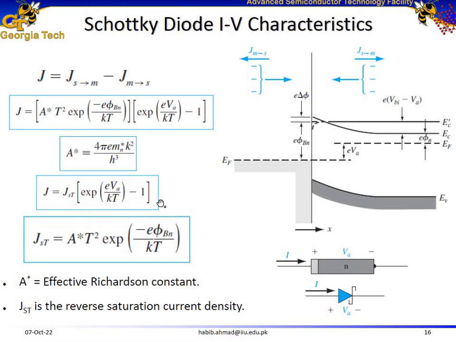Now, this equation looks familiar if you compare it with the PN junction diode. In the PN junction diode, we said that J is equal to Js, the reverse saturation current. The way to calculate Js for a PN junction diode is different, but it looks similar. So we have a reverse saturation part in the PN junction diode. Similar to that, we have a reverse saturation current part in the Schottky barrier diode as well, times e to the power of eVa divided by kT minus 1. This part is the same in both the equations, where Va is the applied voltage.